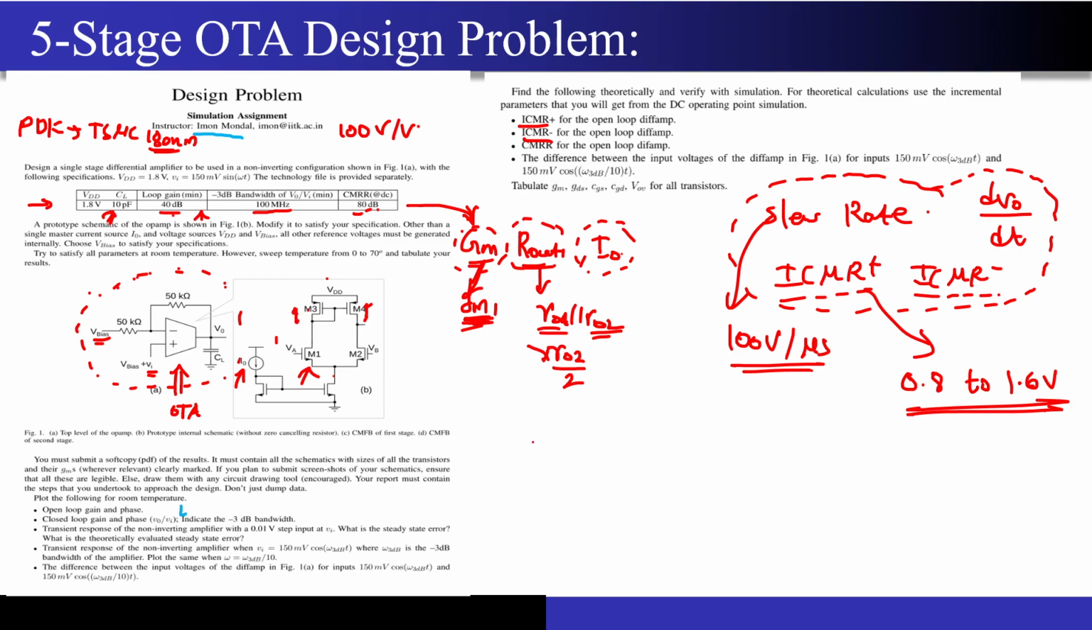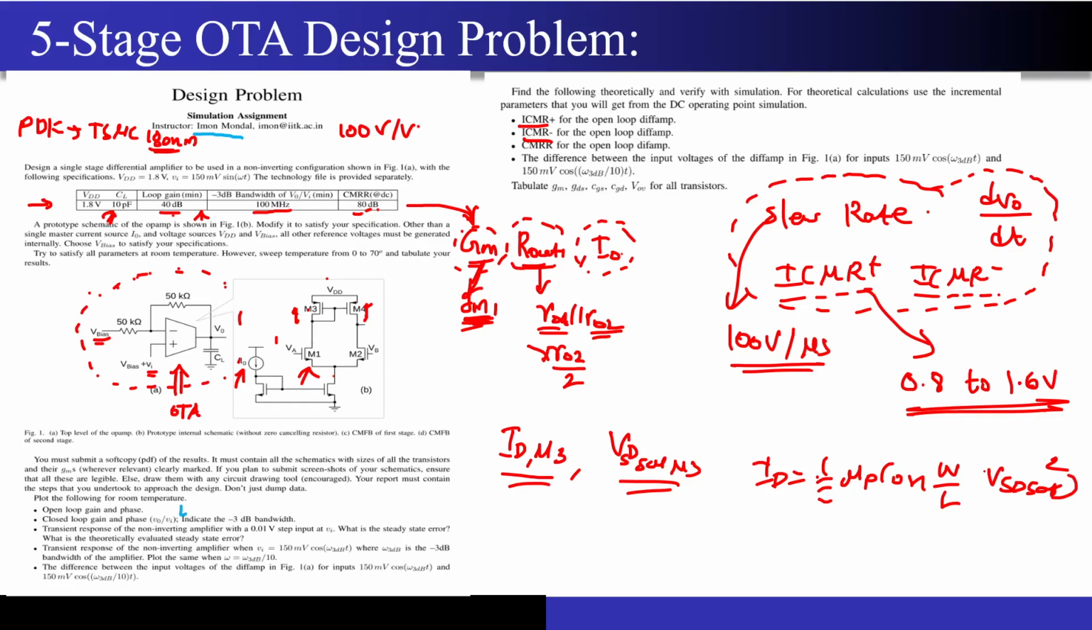Now you tell me, if I know the current that is passing through M3, and if I know the VSD SAT of M3, can I get the W by L ratio for M3 or not? Yes, right? How will I get it? Of course, you definitely know. ID is basically half mu p Cox, W by L into this VSD SAT whole square, or overdrive voltage square.